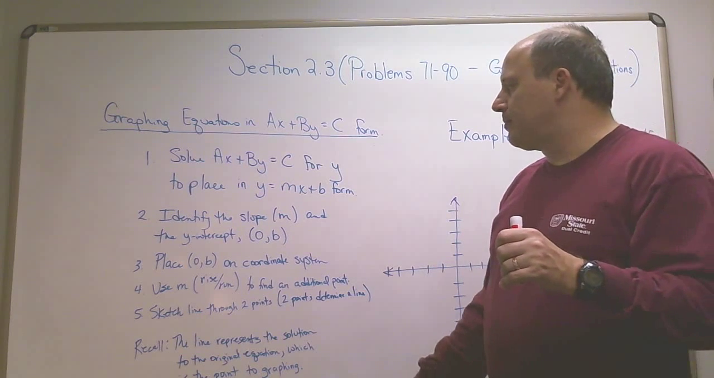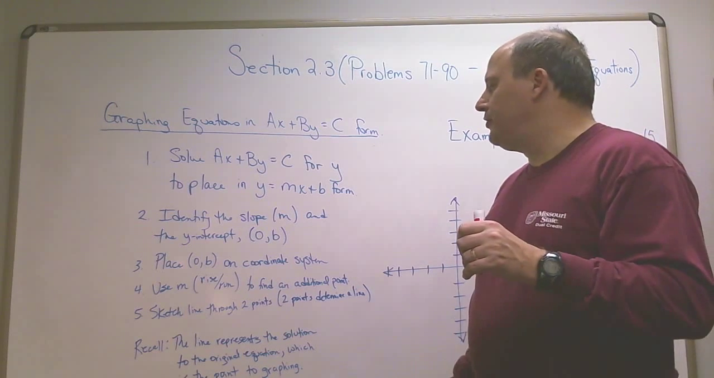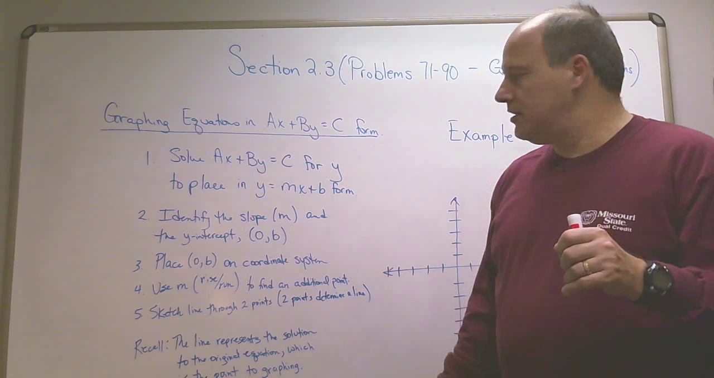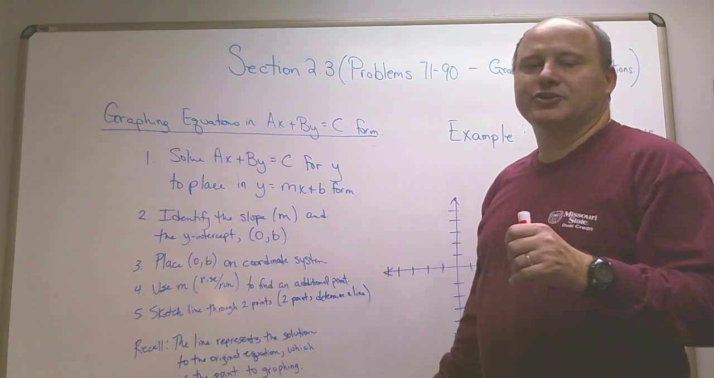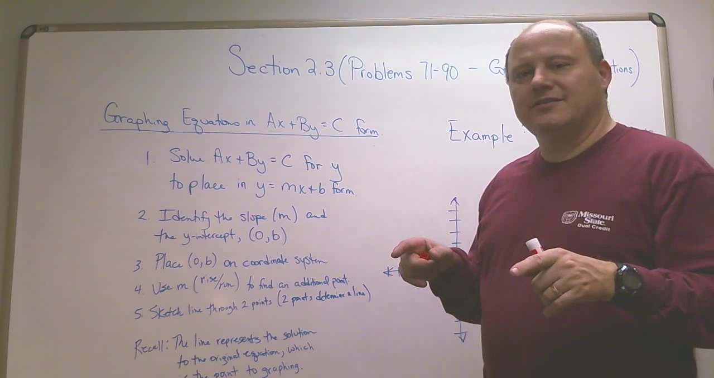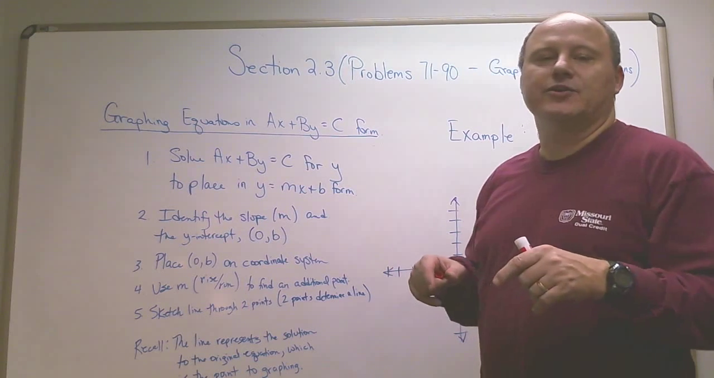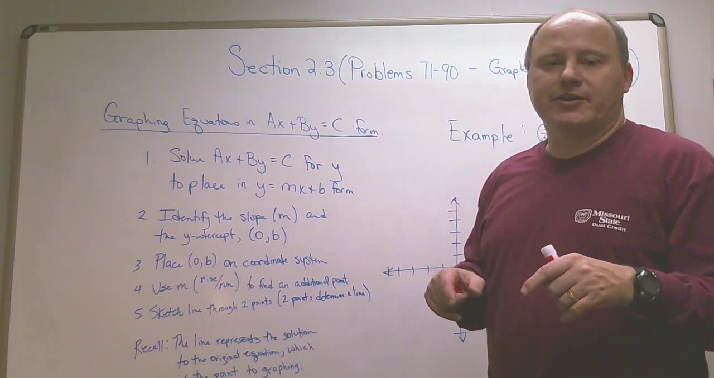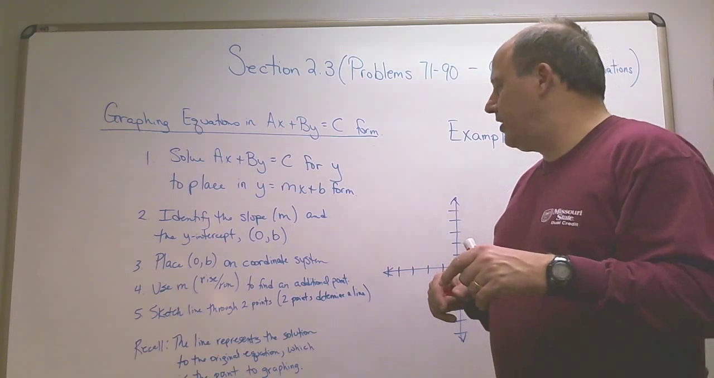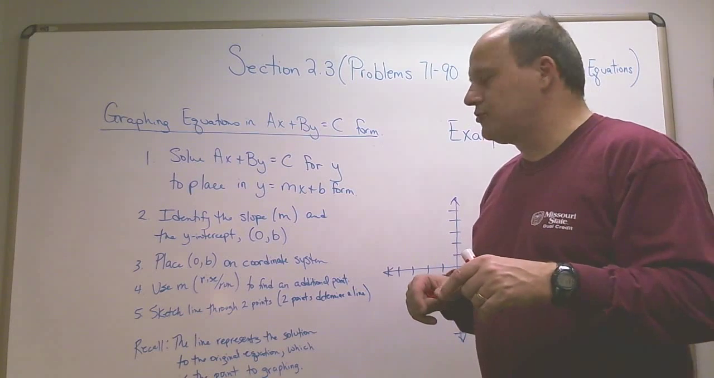On the third step, you're going to place 0, comma b on the coordinate system. And then you're going to use your m, which is rise over run, to find an additional point. After you've found those 2 points, that's all you really need. You just have to sketch the line that goes through those 2 points, because like you learned in high school geometry, 2 points determine a line. So that's what those 2 points are going to do.